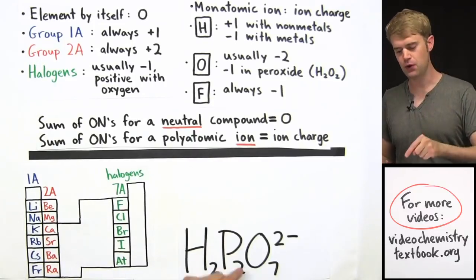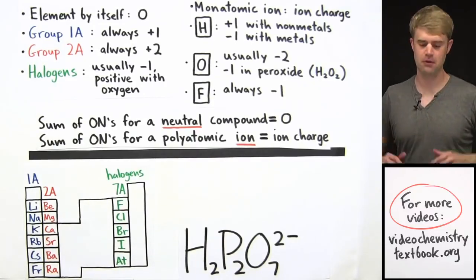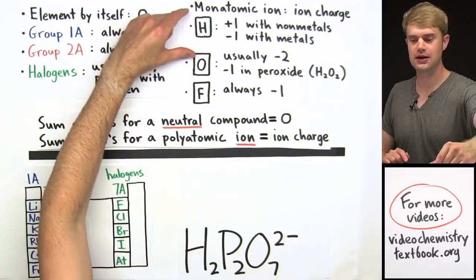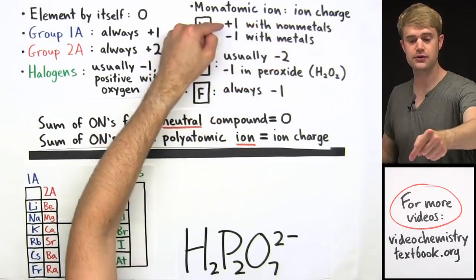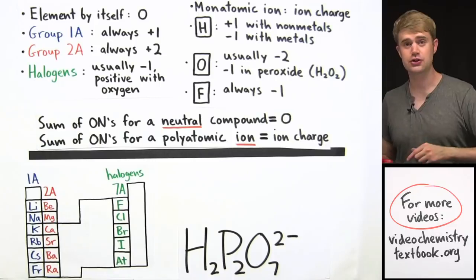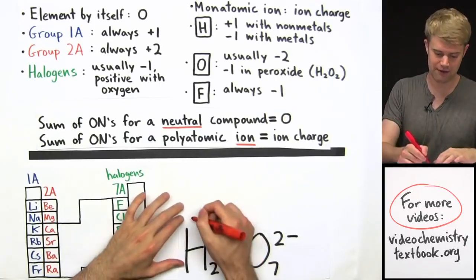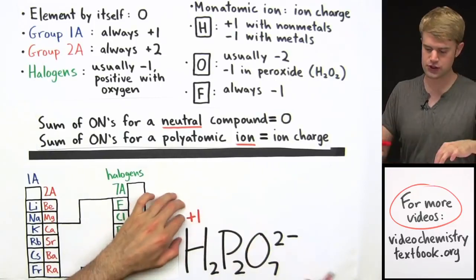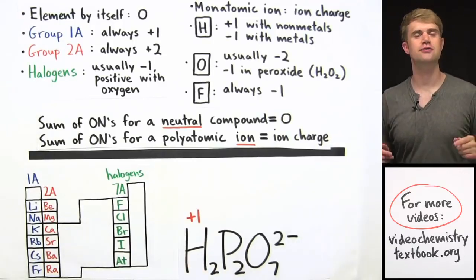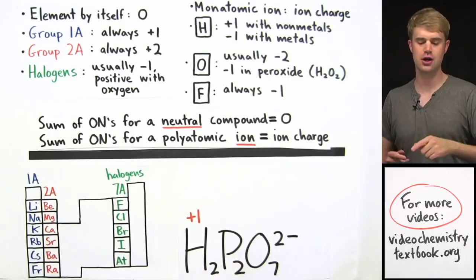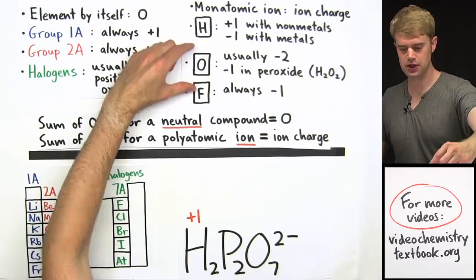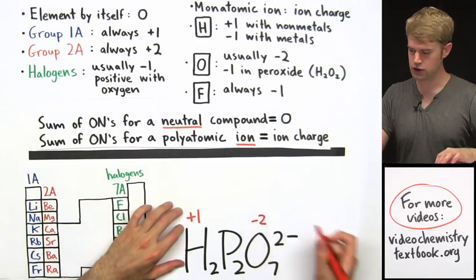H2P2O7 2-. What do we know about the elements in this compound? Well, hydrogen here has an oxidation number of +1 with nonmetals and -1 with metals. Phosphorus and oxygen are nonmetals, so hydrogen is going to have an oxidation number of +1. Now phosphorus here. There's not a specific rule for phosphorus, so we'll have to figure out its oxidation number later using what we do know. Oxygen usually has an oxidation number of -2.